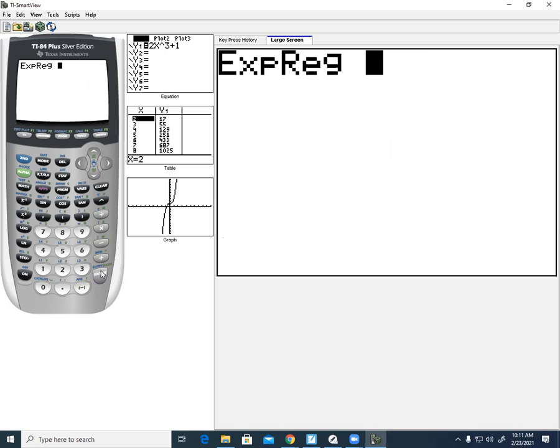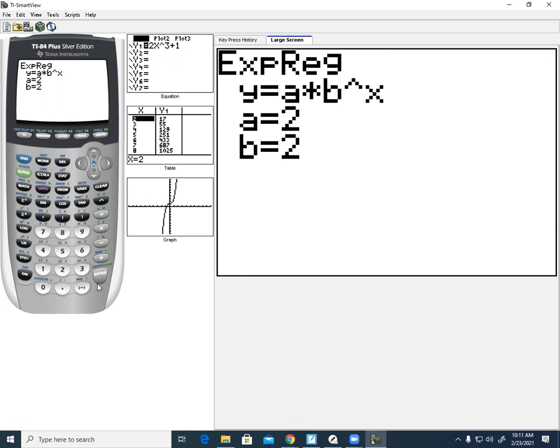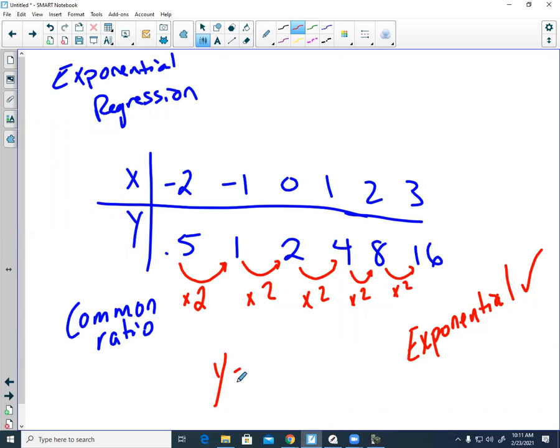I'm going to hit exponential regression. Some of your calculators will ask you what values you want to use. If you want to use L1 or L2, or L3 or L4, just make sure it's the columns that you put in. When you hit enter, it is going to give you your equation, and that equation is going to be y equals 2 times 2 to the x power. It tells you what A is, it tells you what B is, plug them into the equation. When they're in the equation, you're done. So we end up getting y equals 2 times 2 to the x power.